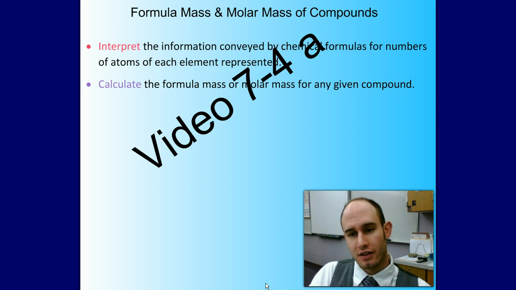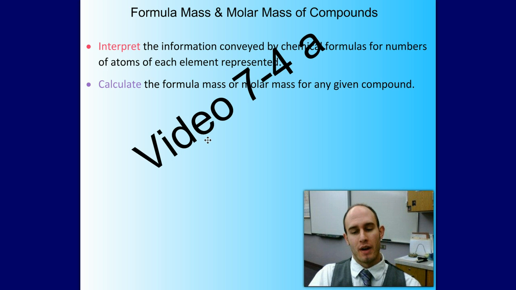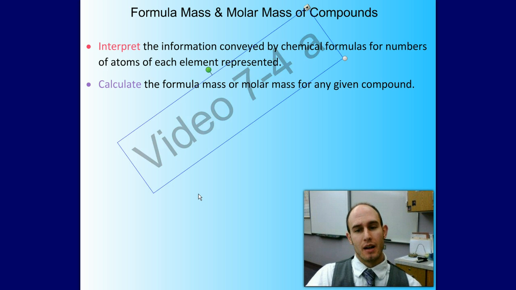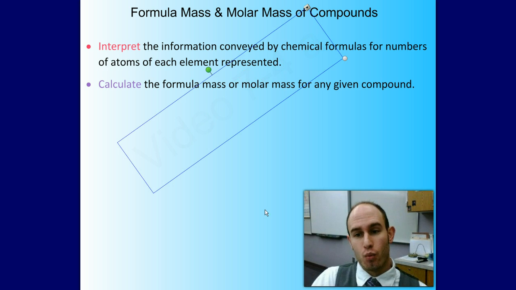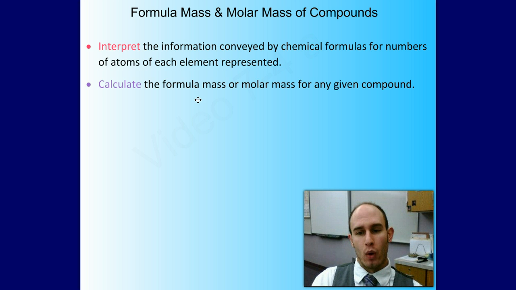Here we go, video 7.4a. We're going to take a look at formula mass and molar mass of different compounds. Basically, in this video, we want to look at our chemical formulas and what those tell us, as well as how to find the different masses of those chemical formulas using the periodic table.